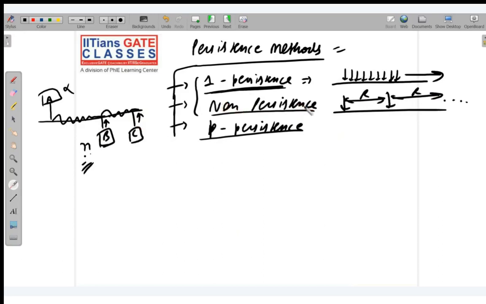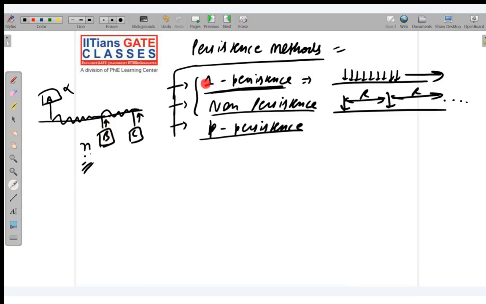But channel utilization will be very less in non-persistence. Why? Because they are waiting for a random amount of time. Now A has already stopped sending data, B is waiting for 1 second, C is waiting for 2 seconds. Because they both are waiting, the channel is idle, nobody is sending data, so obviously utilization will be less. Channel utilization will be less in non-persistence, but in one persistence channel utilization will be high. Why? Because the channel will not be idle; the moment we find the channel idle, it will immediately send the data.